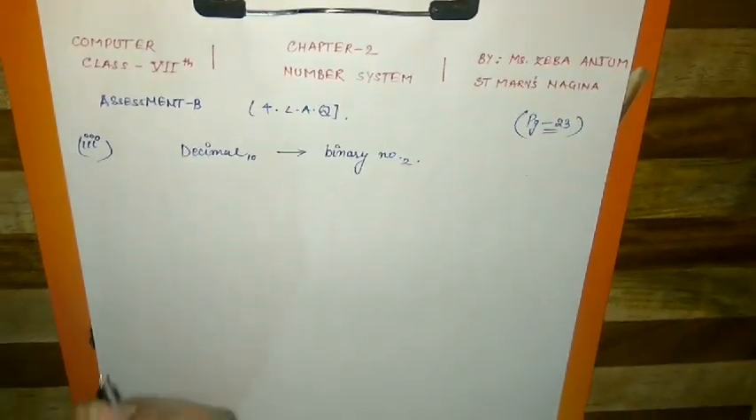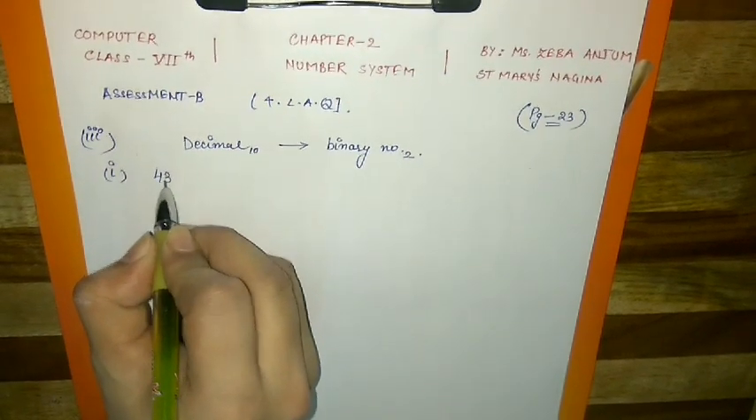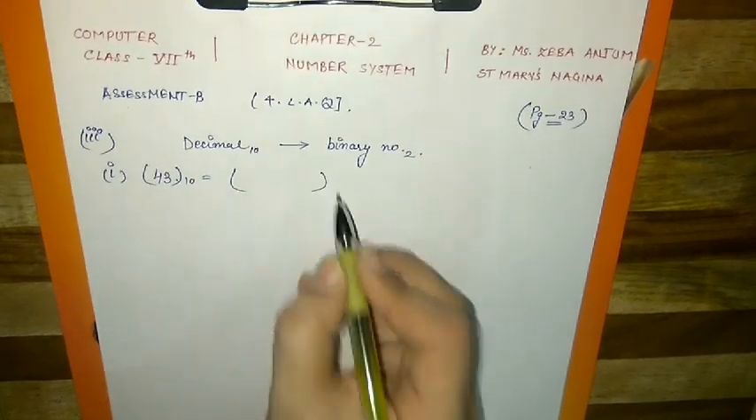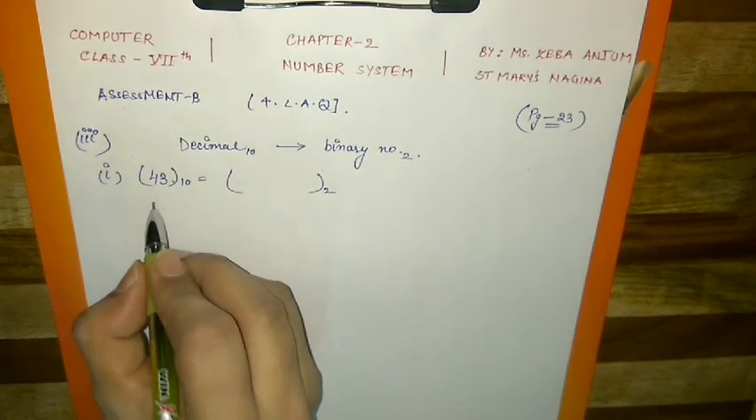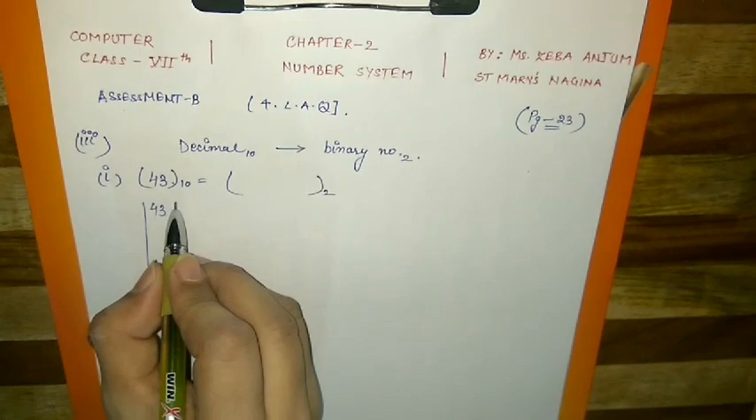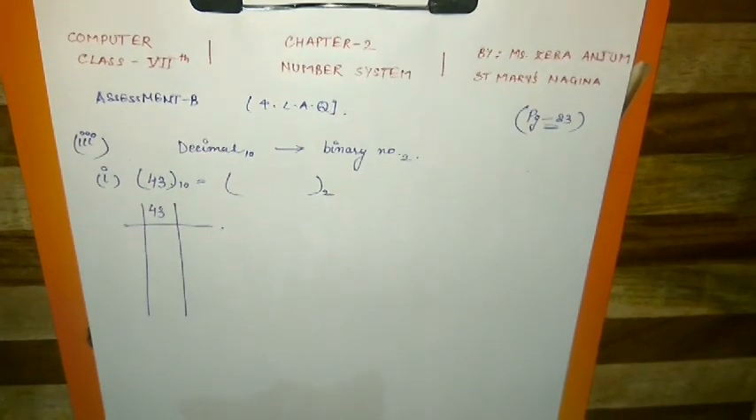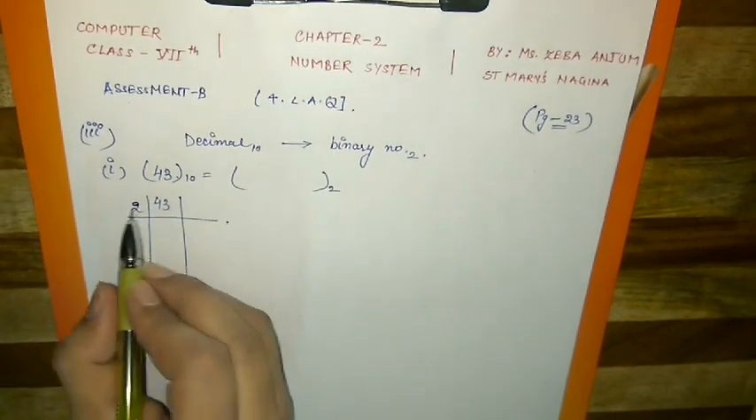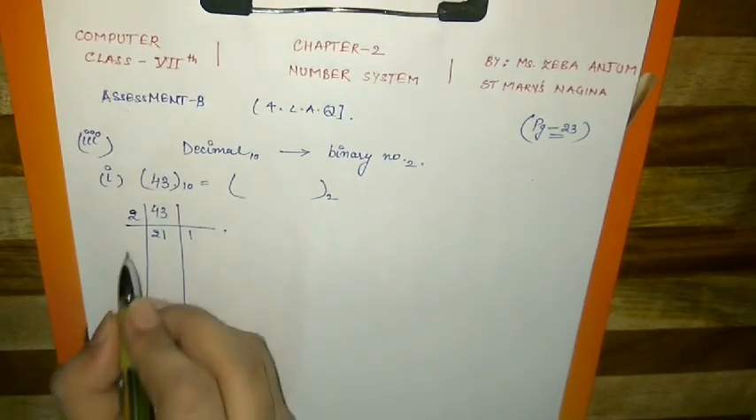Okay, so see the first part. The first part is your 43. It has a base 10 and you have to convert it into a binary number of base 2. So 43 we are going to divide by 2, until we get 0 as our quotient. Every time you are going to divide it by 2. So when 43 is divided by 2, you will get 21 as a quotient and 1 as a remainder.